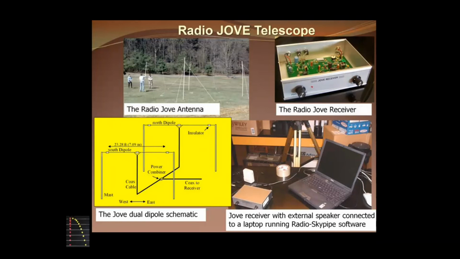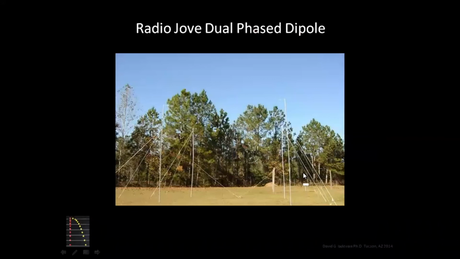So a typical Radio Jove antenna would look pretty much like that, and it's two dipoles that you'd set up, and the dual dipole schematic is shown here, very inexpensive to make. The most expensive part of this, because this whole process is very formalized now, is the receiver that you would use. Now, I've used shortwave receivers that you can use as well, tuned to that frequency. And this then uses audio input into the computer through the sound card, and you can pick up what's going on. So something like this you could put up at Seagraves, if that's what you wanted to do.